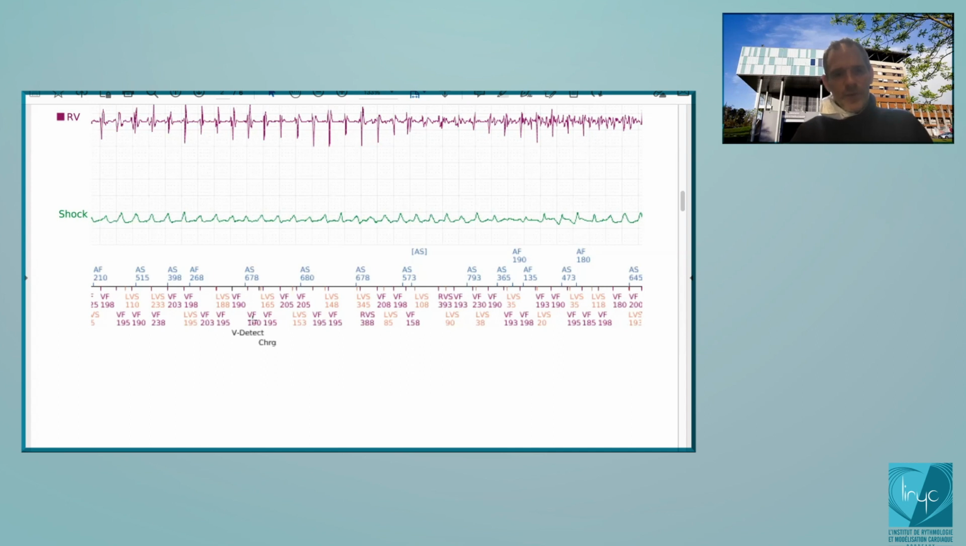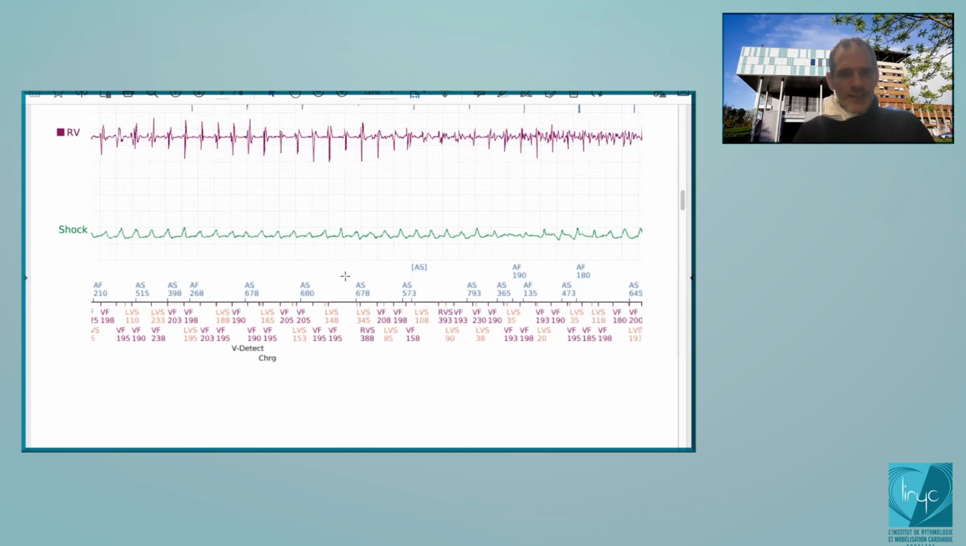So on this cycle, V detect, then you will charge the capacitors. There is all the time a verification, cycle by cycle, that the 6 out of 10 is verified. For example, here, you see one long cycle, 195, and then nearly 400 milliseconds, because this cycle has not been detected. A bit of undersensing, okay?